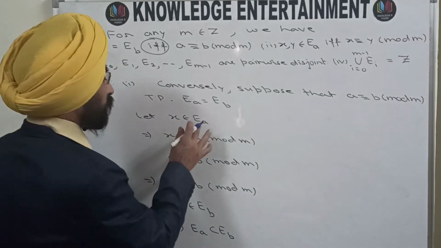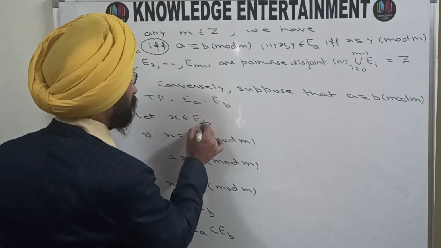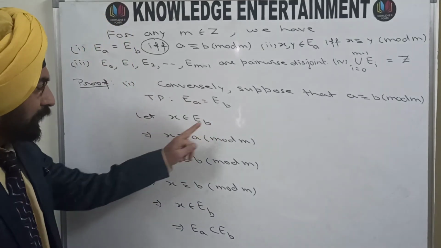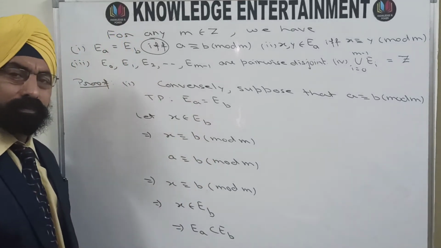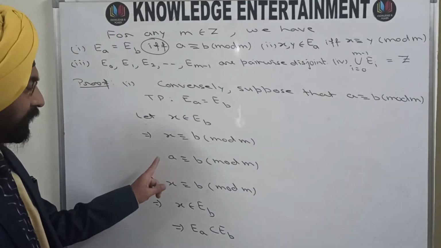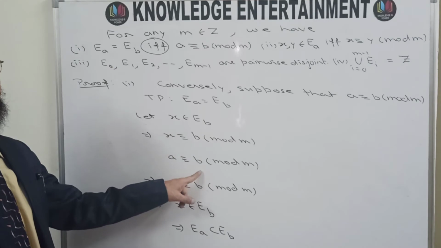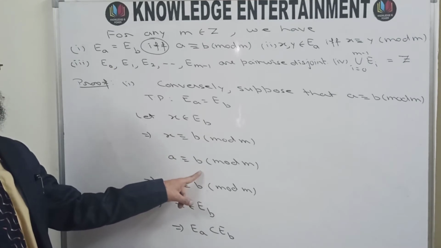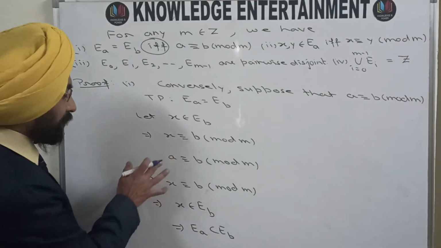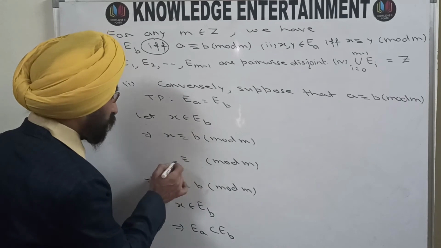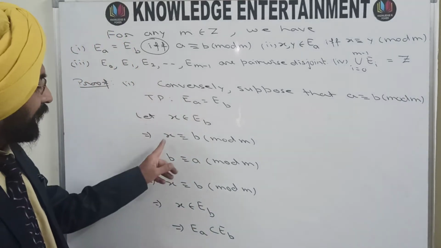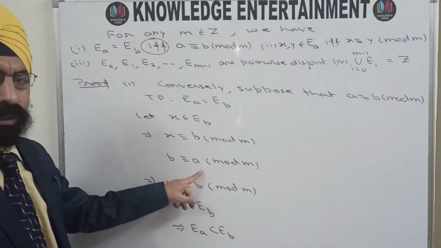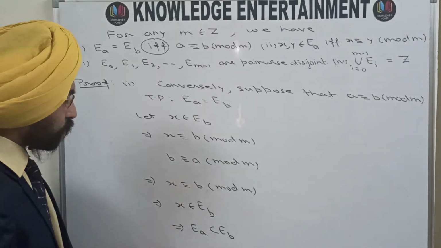Now suppose X is in EB. What will happen? If X is in EB, X will be congruent to B modulo M. And we are given that A is congruent to B. And we know that the congruence relation is a symmetric relation. So A is congruent to B can also be written as B is congruent to A. Once again use the transitivity. X is congruent to B and B is congruent to A. That means X is congruent to A.